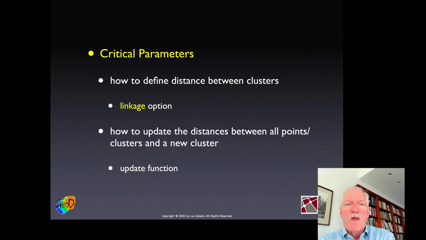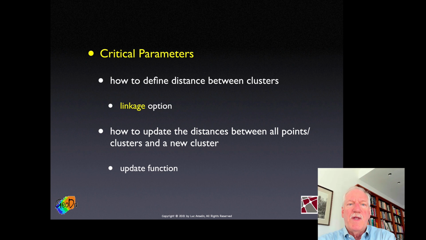One is how one defines distance between clusters, and that's the linkage option. Distance between observations is straightforward. Once you group them, how do you compute the distance? There are a number of different ways of doing this. We'll consider 4 of them. And then once you have decided how you compute distance between clusters, how do you update all the distances to find basically what the next move should be?